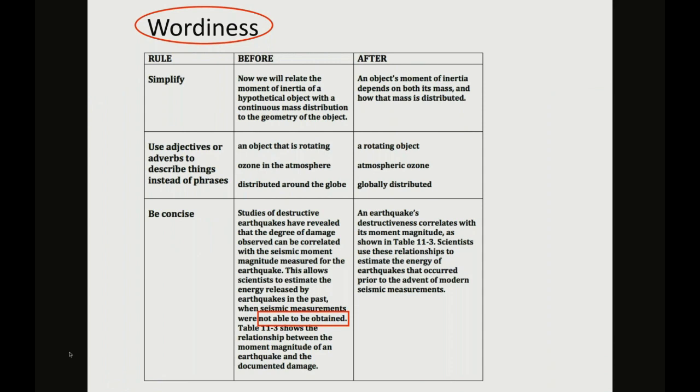An earthquake's destructiveness correlates with its moment magnitude, as shown in Table 11.3. Scientists use these relationships to estimate the energy of earthquakes that occurred prior to the advent of modern seismic measurements. If you are writing for students, you can understand that the revised paragraph is much easier to recall.